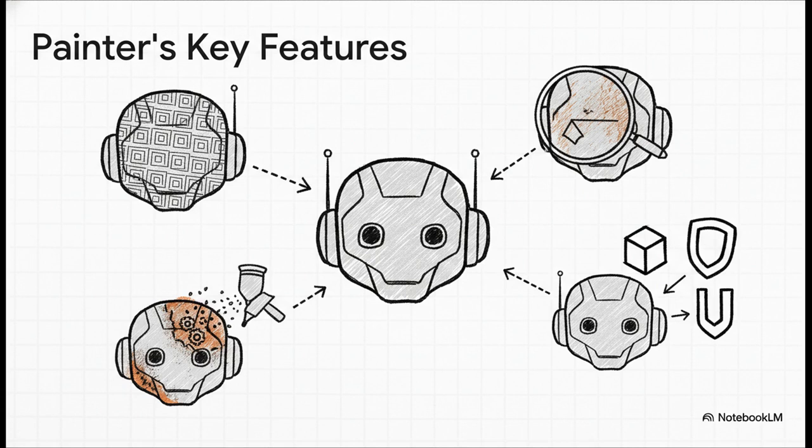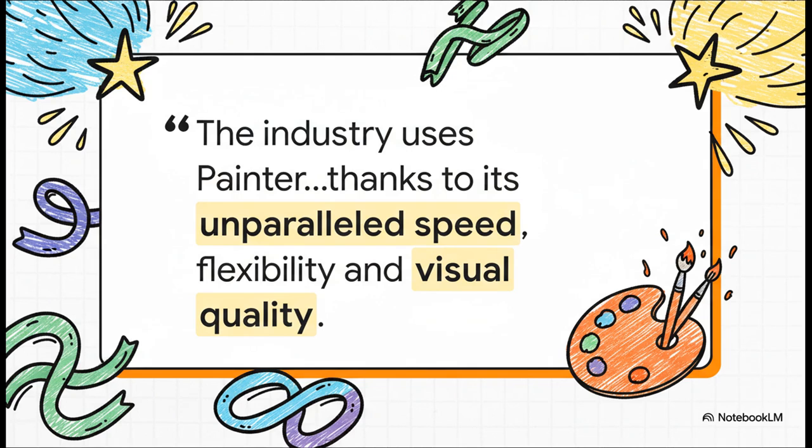You can literally use a physics engine to throw dirt or rust particles at your model for crazy realistic weathering. It handles incredibly complex models with no problem, and most importantly, it plugs directly into pretty much every major game engine and renderer out there. And hey, don't just take my word for it. This quote really nails it, saying the industry uses Painter to bring creations to life thanks to its unparalleled speed, flexibility, and visual quality. Couldn't have said it better myself.